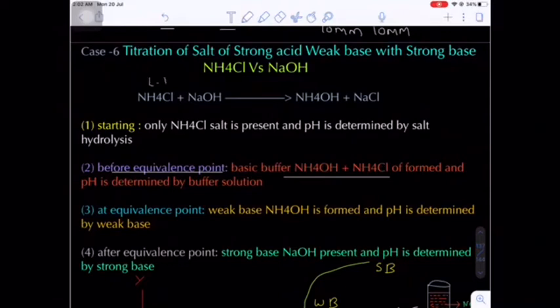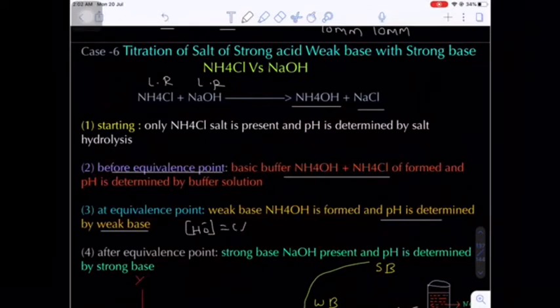Now at the equivalence point, what happens? Both reactants are completely consumed. That means both NH4Cl and NaOH are completely neutralized, so both are limiting reagents. In the mixture you have NH4OH and NaCl. NaCl does not undergo any salt hydrolysis. NH4OH is a weak base, so with the help of the weak base NH4OH, we can find the pH of the solution. For a weak electrolyte, the OH minus ion concentration will be equal to C into alpha. So we have to find the alpha value first, then pOH, and after that pH.